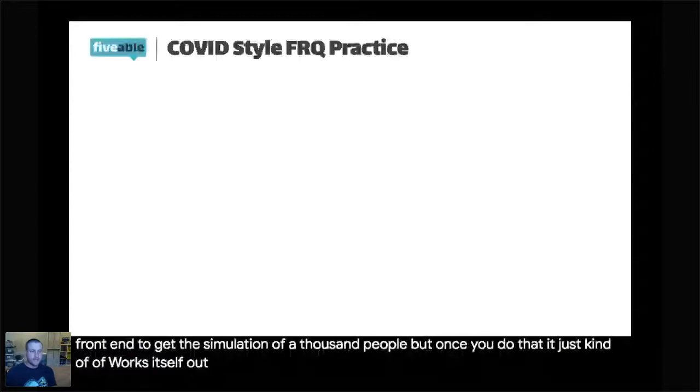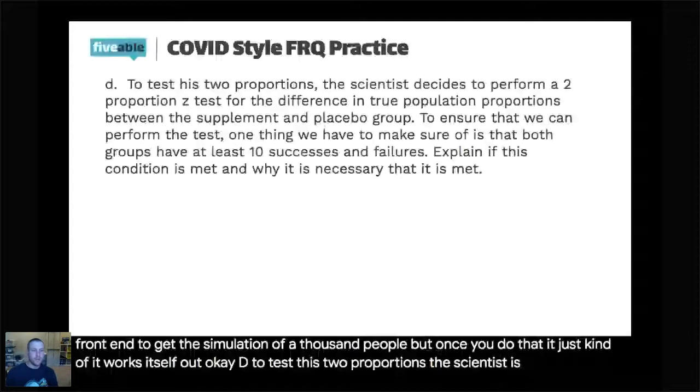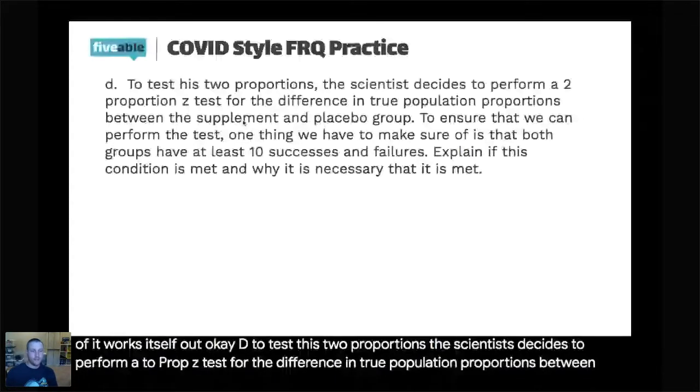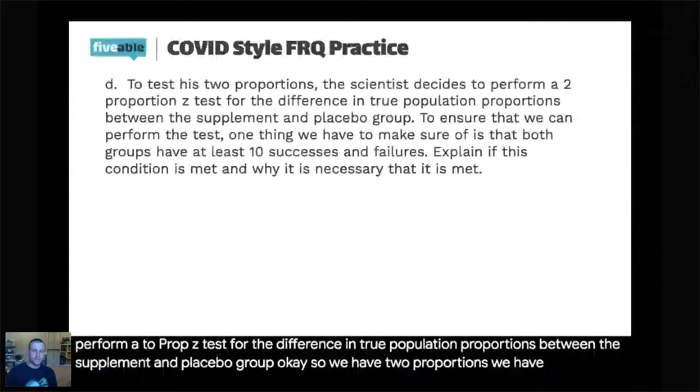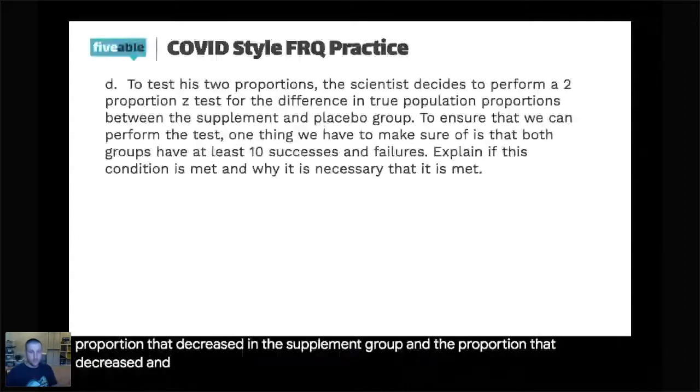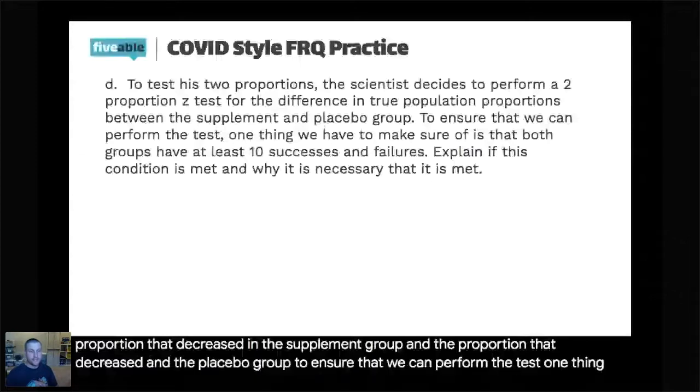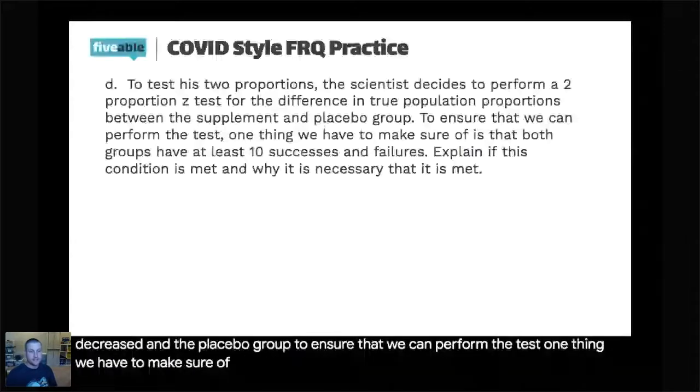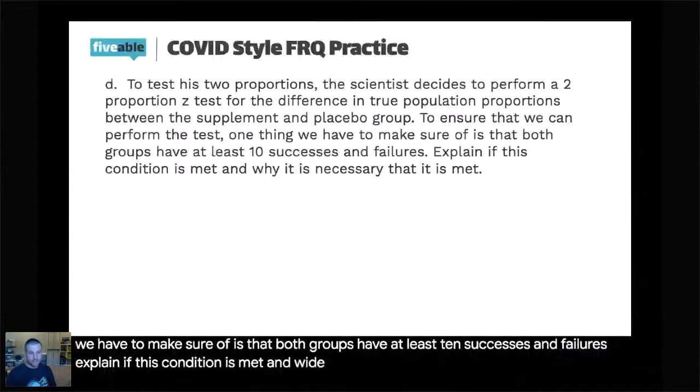Okay. D, to test his two proportions, the scientist decides to perform a 2-prop z-test for the difference in true population proportions between the supplement and placebo group. Okay. So we have two proportions. We have the proportion that decreased in the supplement group and the proportion that decreased in the placebo group. To ensure that we can perform the test, one thing we have to make sure of is that both groups have at least 10 successes and failures. Explain if this condition is met and why it is necessary that it is met.